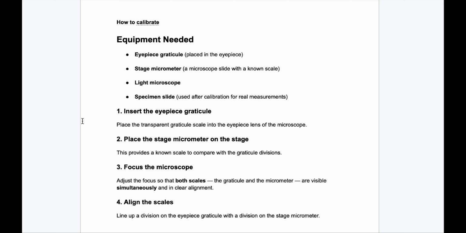Step two, you look through the eyepiece. When you look through the eyepiece, you'll see two rulers. You'll see the eyepiece graticule, which is just numbered lines, and then you'll see the stage micrometer, which is a real scale with real units. Then step three, you're going to line them up. You're going to adjust the microscope and focus it so that both of the scales are visible simultaneously. And then finally, you're going to match the zero on both scales, and then you're going to figure out the unit. So you match it at zero, and then you figure out what you need to figure out.